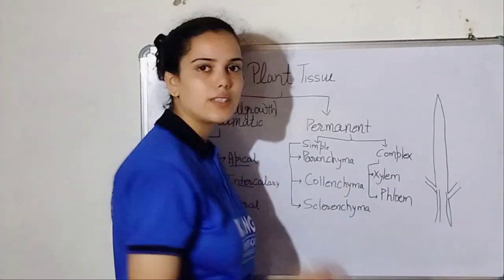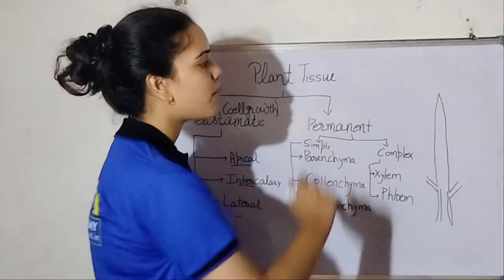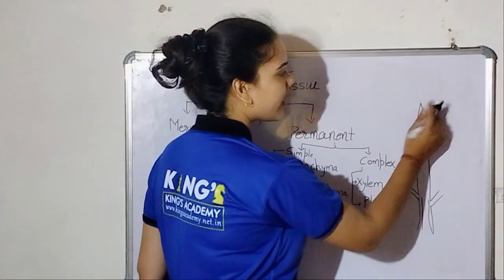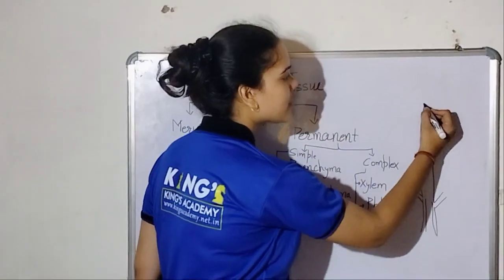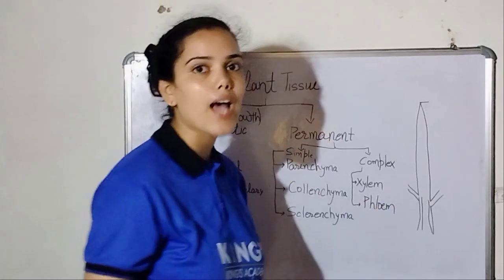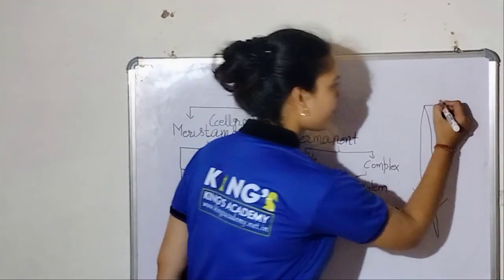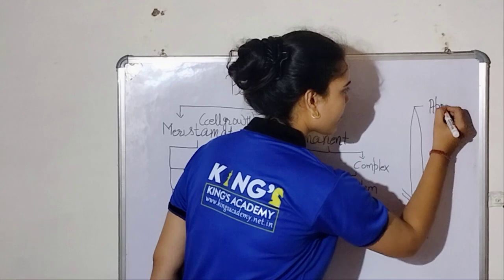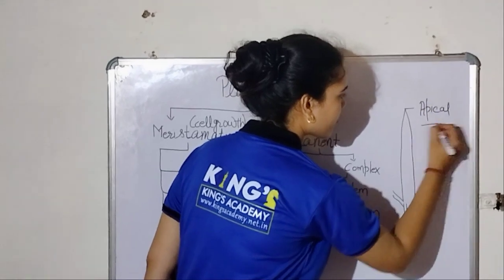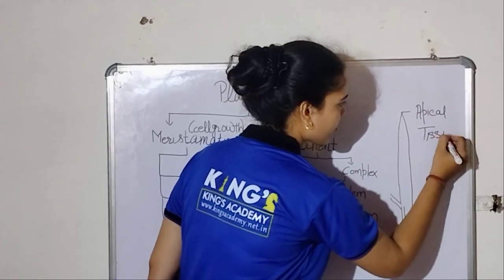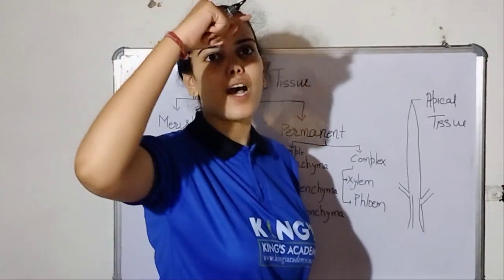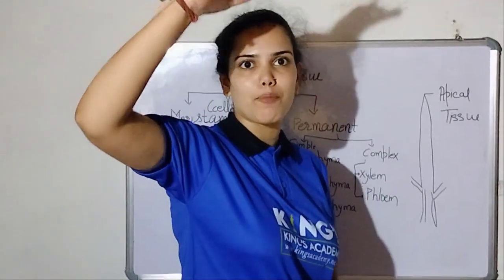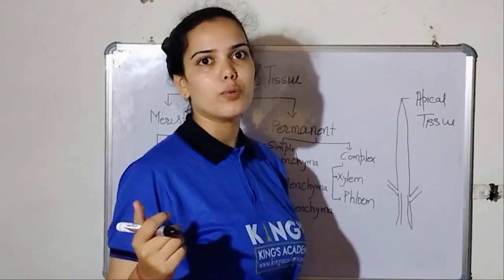So I will try to explain with the help of this diagram. Over here at the tip, or the apical part of the plant, there is the presence of the tissue known as apical tissue. So apical tissue is present at the apex of the plant and helps the stems and the roots to grow upwards.